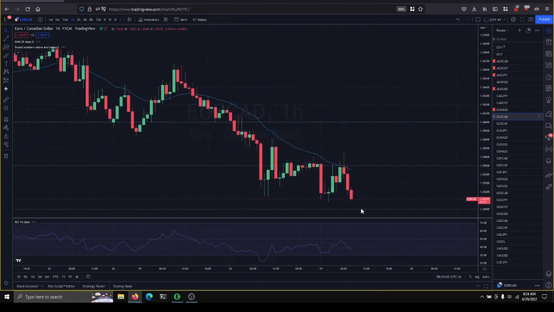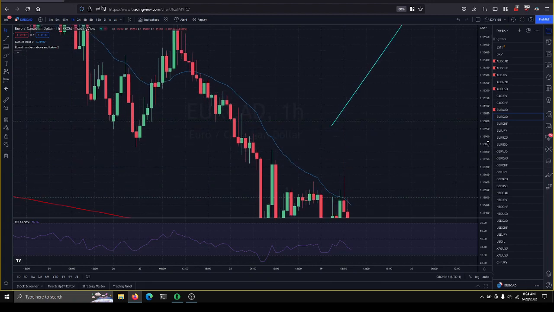Euro CAD is coming down after this flat. See what happens when it gets down here to the round number.